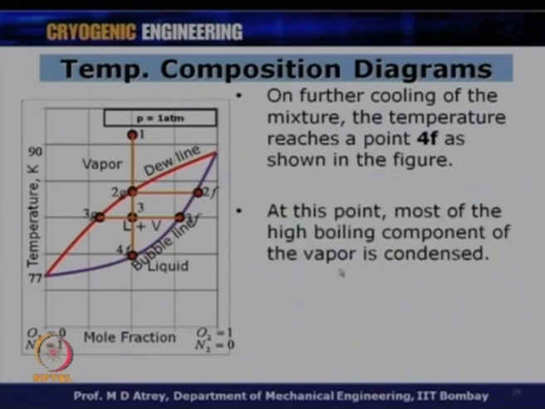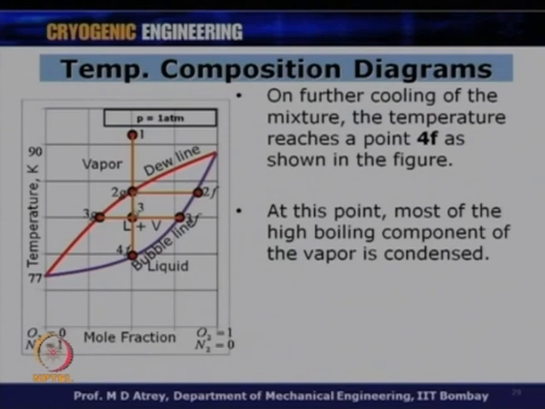So, at this point most of the high boiling component of the vapor is condensed. All right. As you are coming down, the high boiling component is getting condensed, and the low boiling component is also showing up. So, as you cool down the temperature, the high boiling component gets condensed first, and that is what we saw here at 2F.